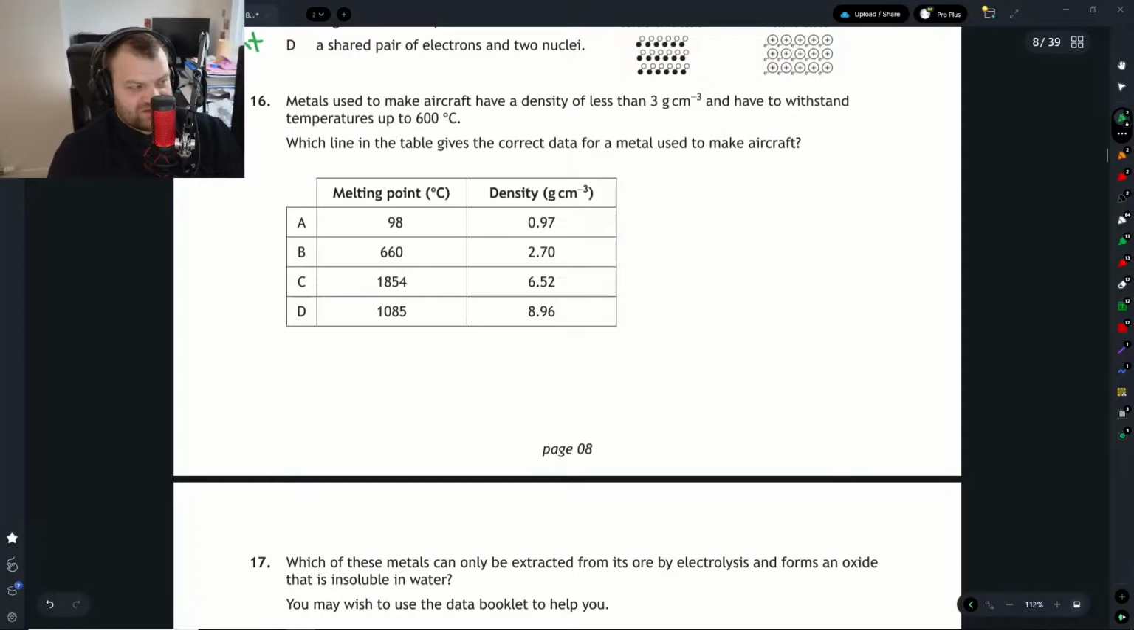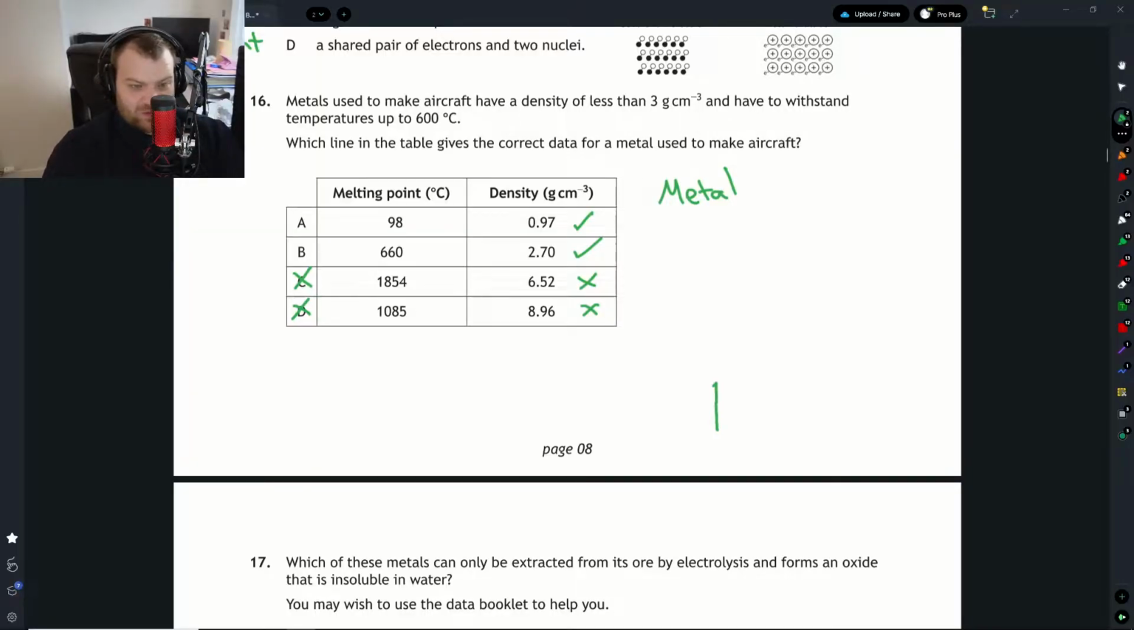On to number 16, we're asked to find something that has a density of less than 3 grams per centimetre cubed, and it also has to withstand temperatures up to 600 degrees. Dealing with the density first, A has a density less than 3, so does B. C and D are both out. We need to have a metal that doesn't melt before 600 degrees. If you used A, you'd be rising the temperature up, and as soon as it gets to 98, your aircraft is going to melt, which would be an unfortunate turn of events.